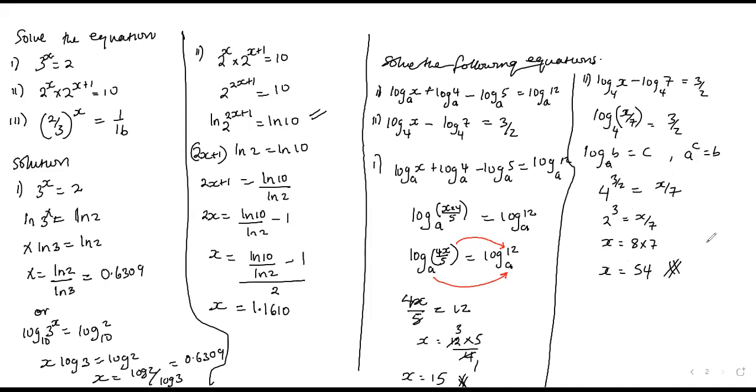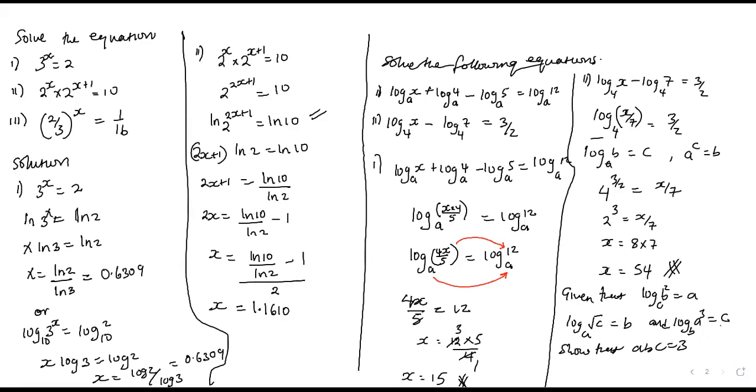Oh, there was one question here. I forgot this one. Given that log to base C of B squared is A, log to base A of root C is B, and log to base B of A cubed is C, show that ABC is 3. Show that ABC is 3. Let me wrap this part so that we can see our question.